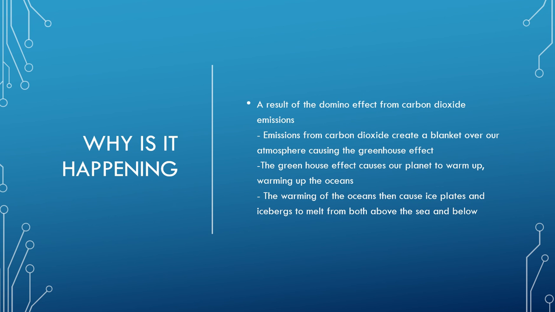So when we first look at the industrial revolutions, we burned a lot of fossil fuels in the factories, and those caused emissions of carbon dioxide exponentially, which created a blanket over our atmosphere, causing the greenhouse effect. The greenhouse effect will then warm up our planet and our oceans, leading the warmed oceans to cause ice plates and icebergs to melt from both above and below the sea level.